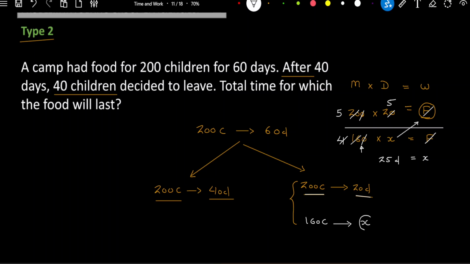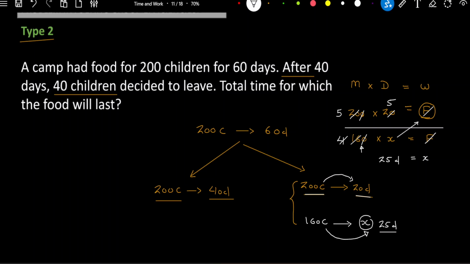So if somebody asks you how many days will be taken by this new group to consume the same food which was there for 200 children, you will say this group will take 25 days. If nothing has changed, this food will be consumed by 200 children in 20 days. But since 40 children decided to leave, therefore the food will be consumed in more number of days, 25 days.